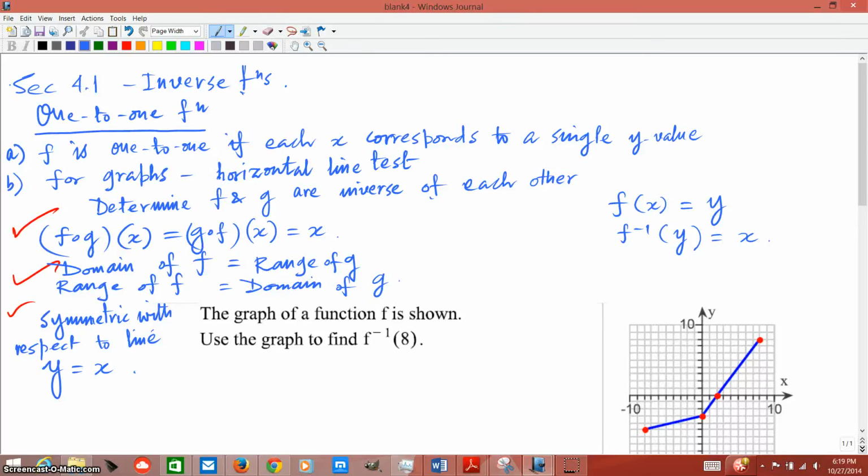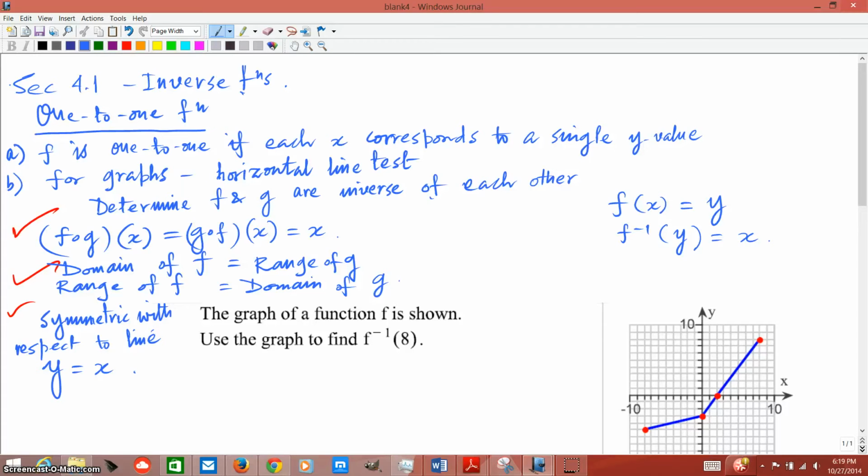Hi, I'm going to work out section 4.1 of Lyell's eText or section 2.1 from your hard copy of the book, which is about the inverse functions. The one-to-one function is the most important concept of this particular section.